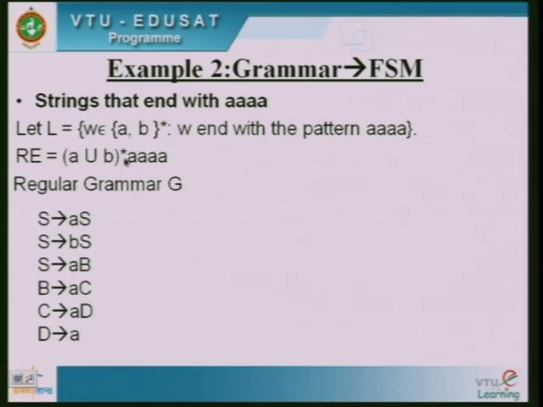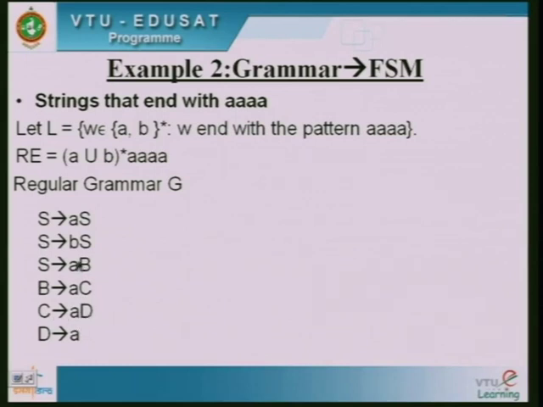After however many a's or b's have been derived, you want an a compulsorily, because your language is defined like that. It should contain the pattern a. So that is why afterwards S derives aB, next B derives aC, C derives aD, and D derives a.